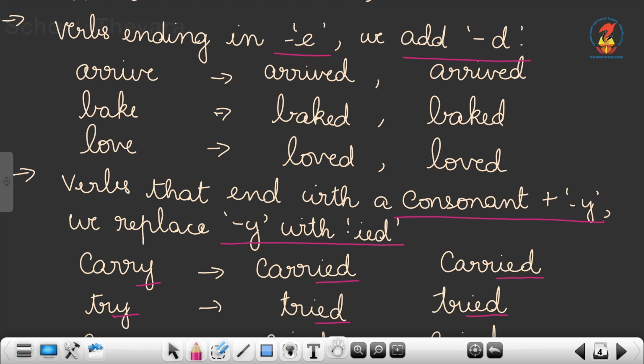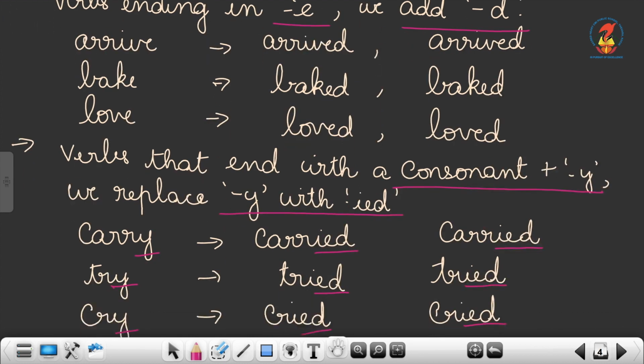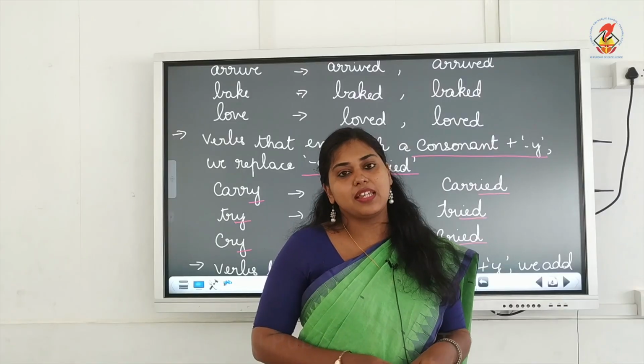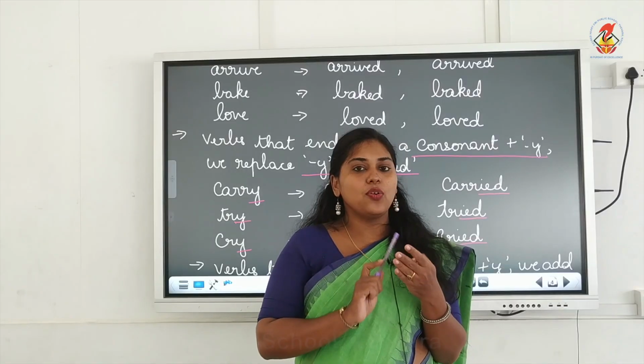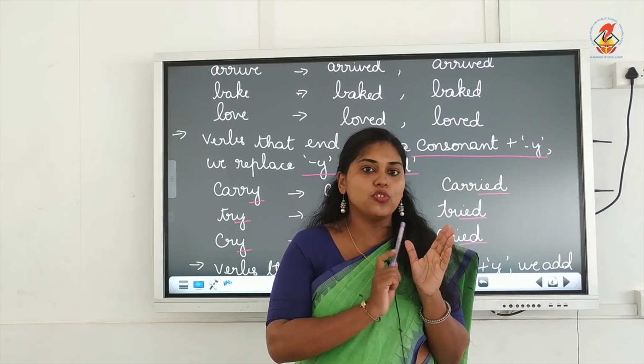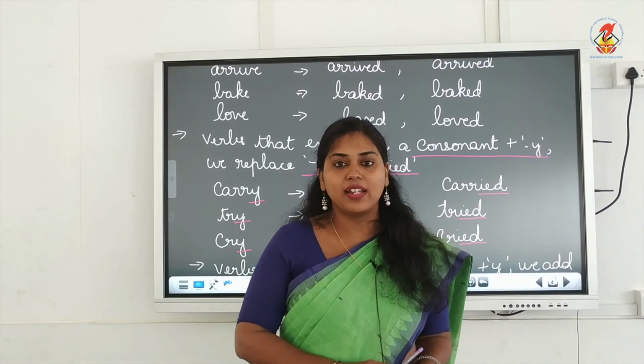Look at the next word, love. Love, loved, loved itself. Past form is loved and past participle is also loved. Now we have a different case in which if the verb ends with a consonant and y, then we have to replace y with IED. Hope you all know what is a vowel and consonant. Which all are vowels, children? Yes. A, E, I, O, U. These are the vowels, right? The rest of the letters are called consonants.